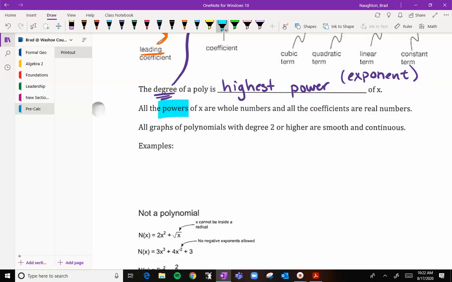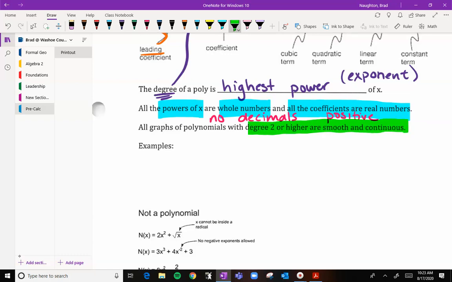All right, so let's go ahead and talk more about some polynomials. So all the powers of x need to be whole numbers, and all the coefficients are real numbers. So what that means is no decimals or fractions, and then they all have to be positive. Okay? And then on the next part, it says the graph of polynomials with degree 2 or more are smooth and continuous. So smooth and continuous, it basically means no right angles, okay?